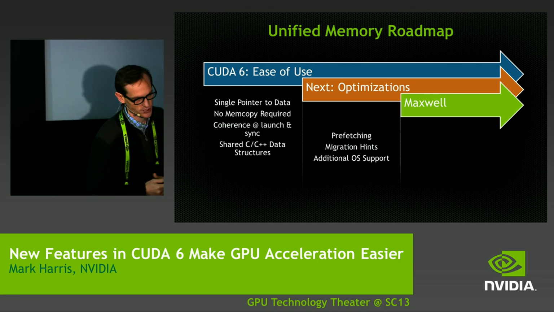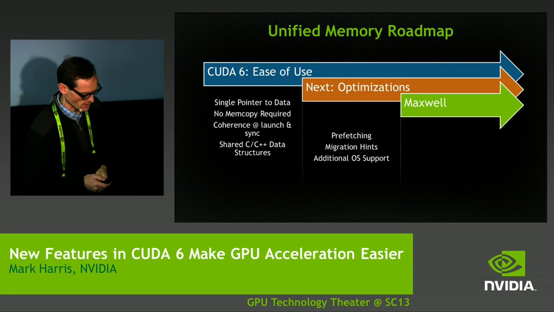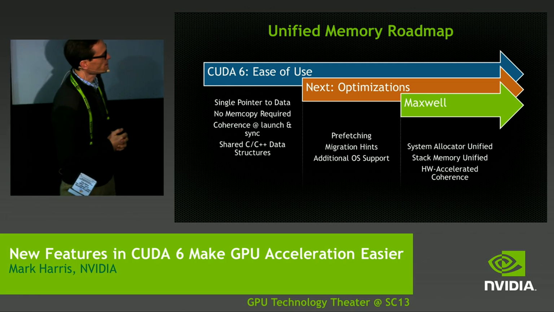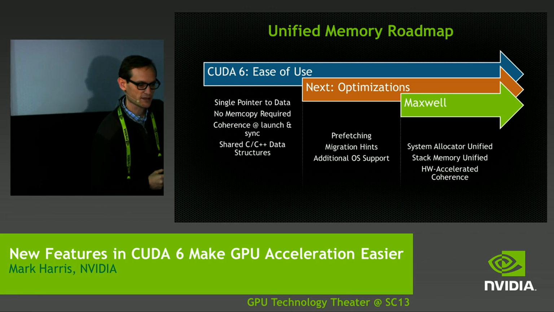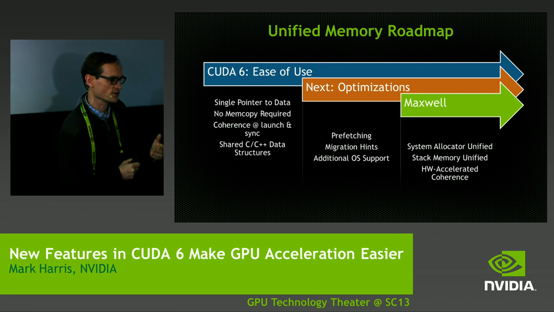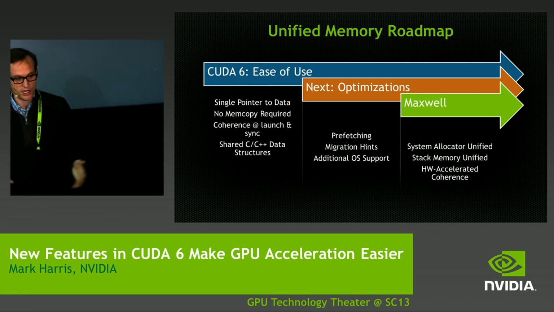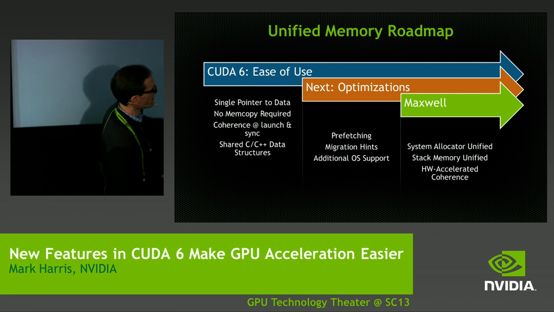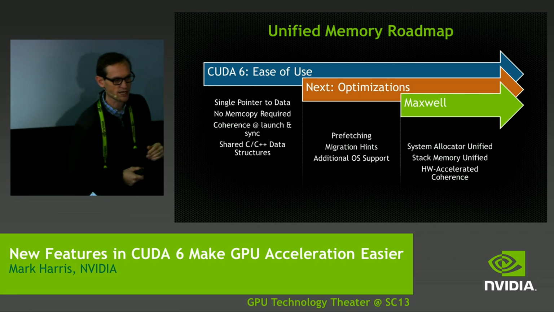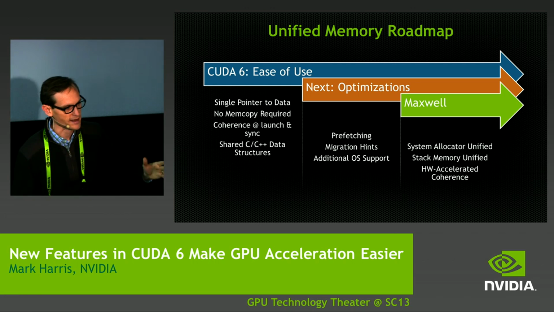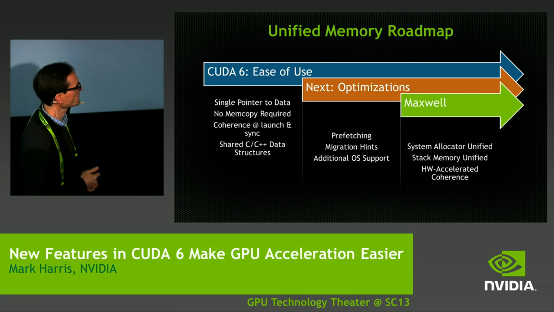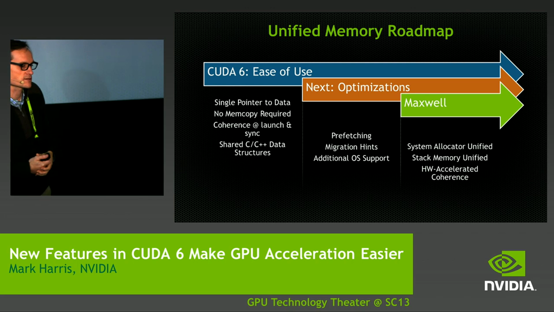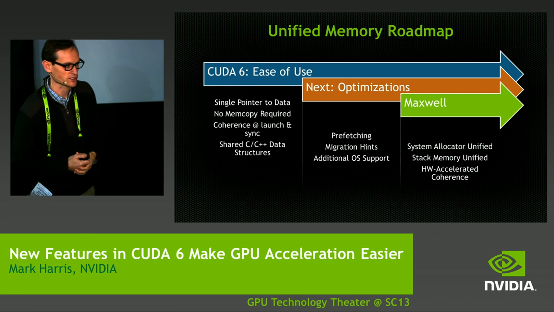When we get to the next generation architecture called Maxwell, it adds a lot more functionality so that it allows us to unify the system allocator. So that means that you can use malloc, and then you can share basically any data between the CPU and GPU. And that means that not only is heap data unified, but also stack data. So you can have structures on the stack that then you pass to the GPU and things like that. And of course, Maxwell will have hardware acceleration for coherence, so it'll all be significantly faster.